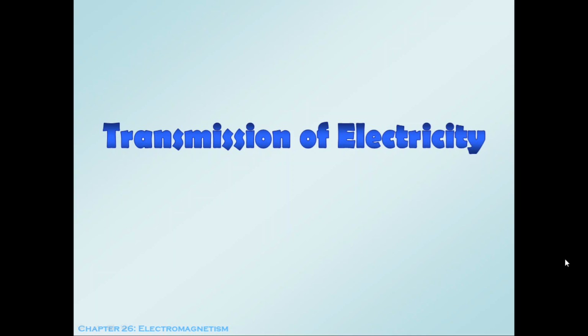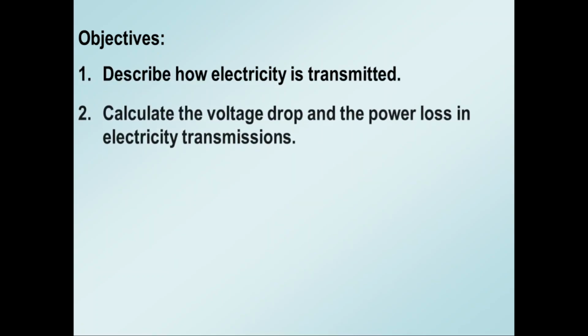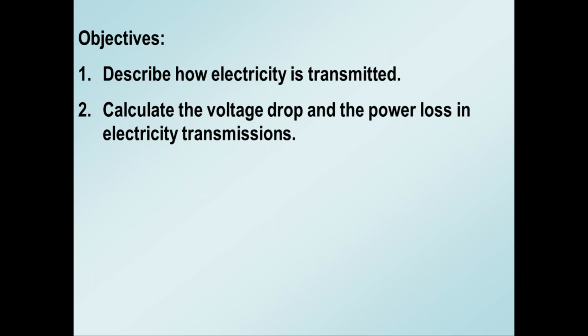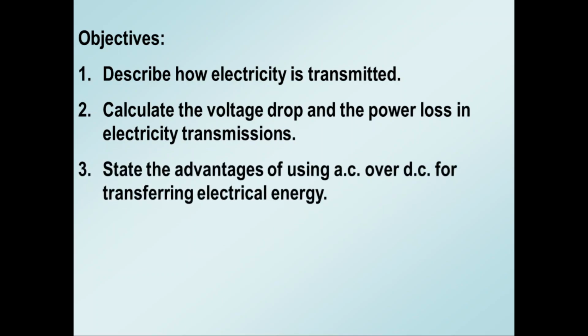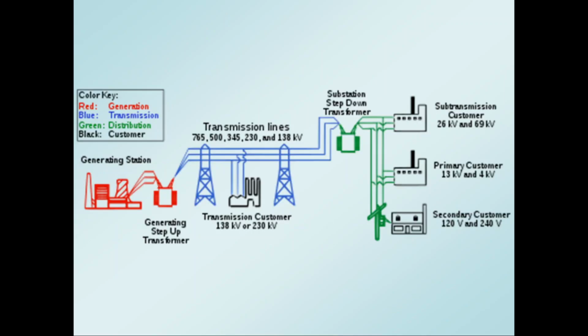Good day. Today we will be learning about the transmission of electricity. After today's lesson, we should be able to describe how electricity is transmitted, calculate the voltage drop and power loss in electricity transmissions, state the advantages of using alternating current over direct current for transferring electrical energy, and state why electricity is transmitted at high voltages.